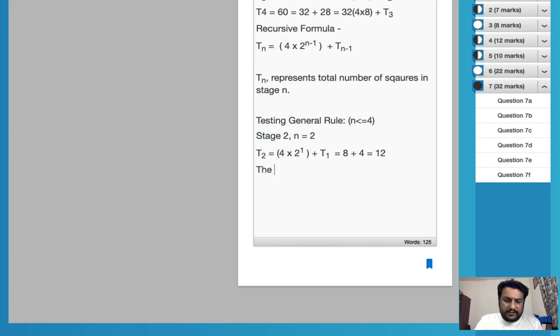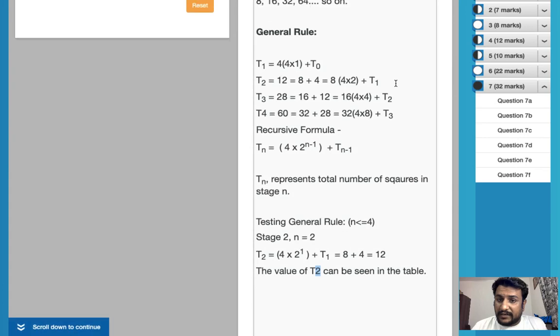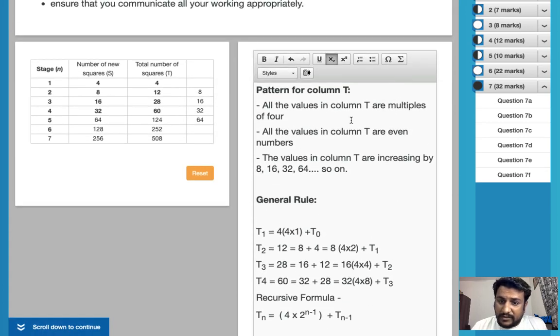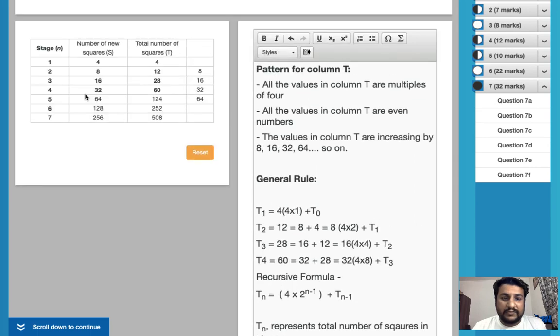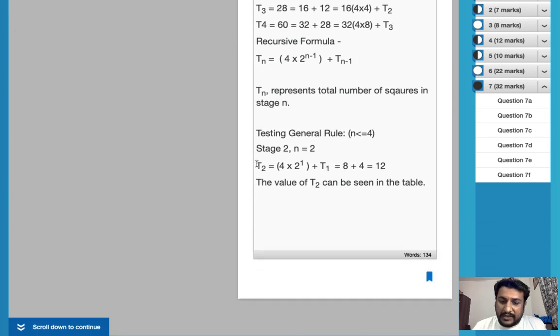The value of T2 can be seen in the table. Okay, this statement is important. How are you testing? What is the evidence that your testing value is correct? I can see that the total number of squares in stage 2 is 12. And let's test it for one more value. The same process you need to repeat for stage 3.